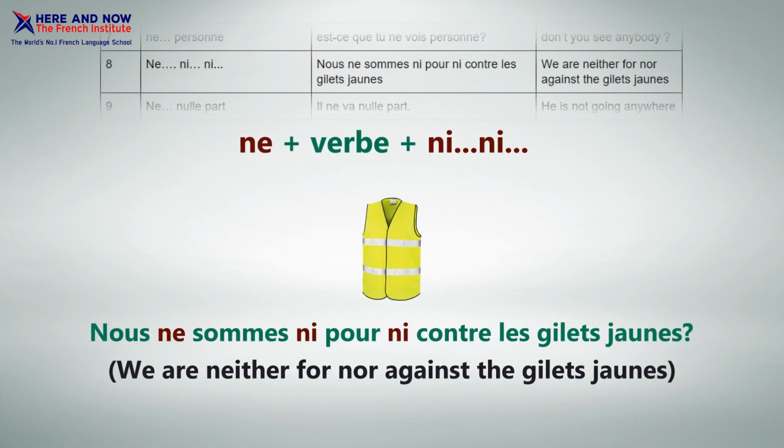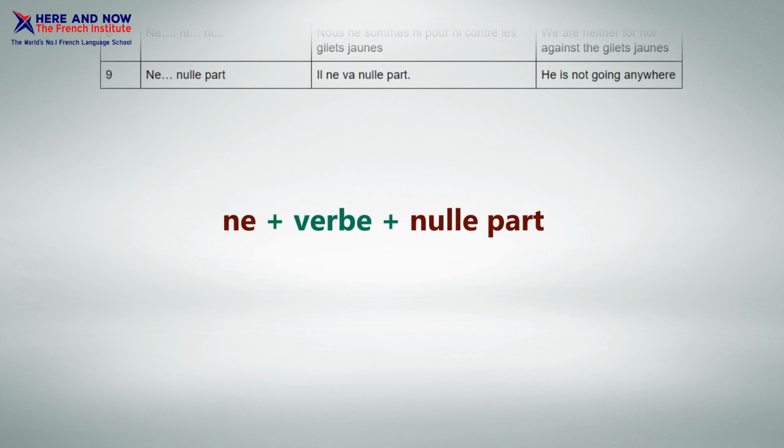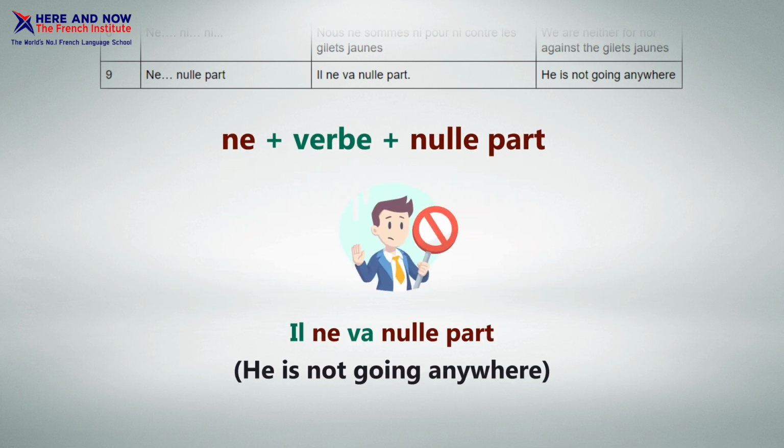Ne ni ni. Nous ne sommes ni pour ni contre les gilets jaunes. We are neither for nor against the gilets jaunes. Ne nulle part. Il ne va nulle part. He's not going anywhere. There are two parts in the negation video. In the second part of the video, we explain how we use personne and rien in front of the verb.